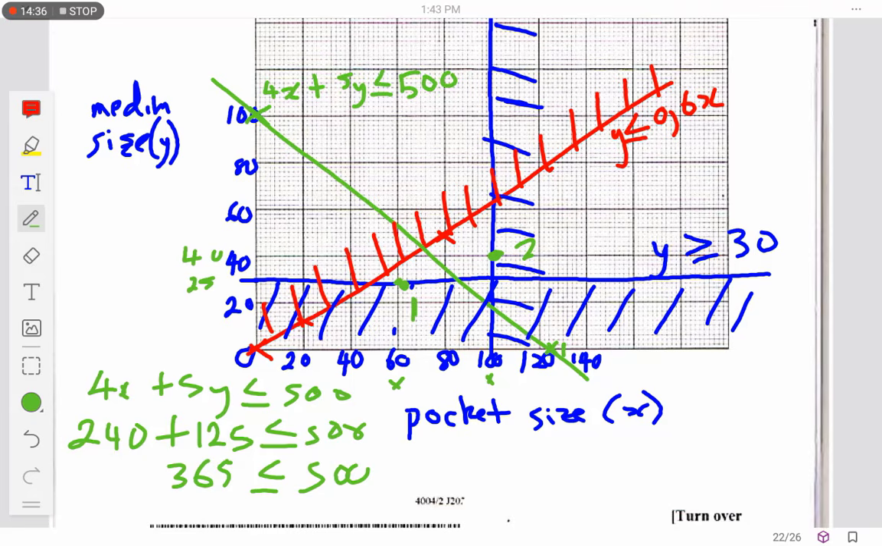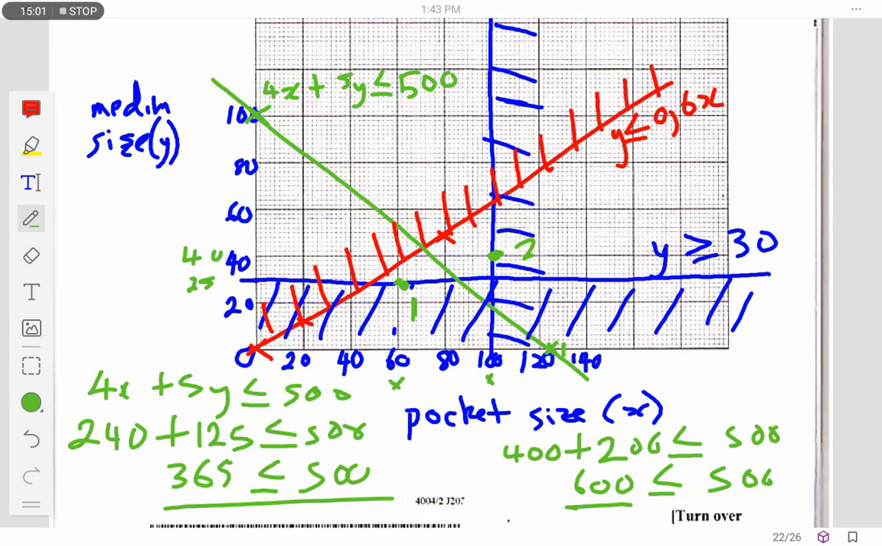Let's go to point number 2. I will have 4 times 100, that's 400, plus 5 times 40, that's 200, is less or equal to 500. So this is going to be 600 is less or equal to 500. So you find out 600 is more. So when we have a situation like this, point 1 is satisfying the condition, meaning to say it is wanted region. Point 2 is not satisfying, so that is our unwanted region there.